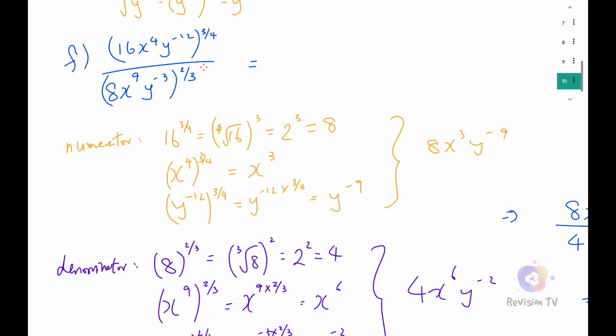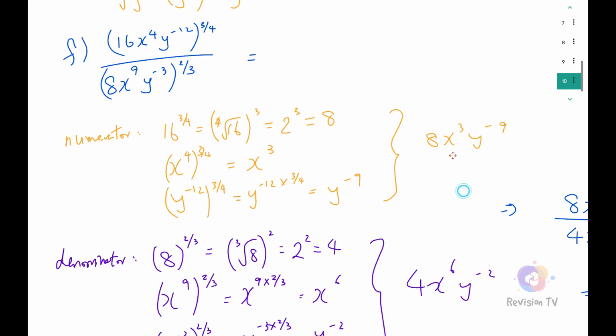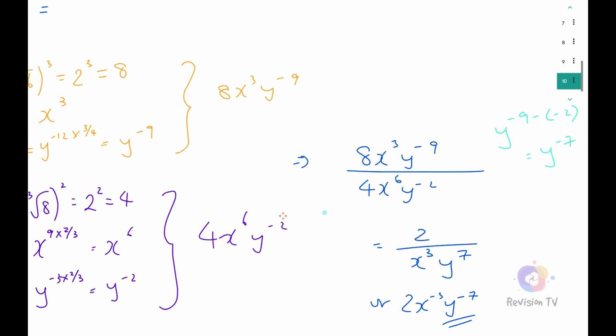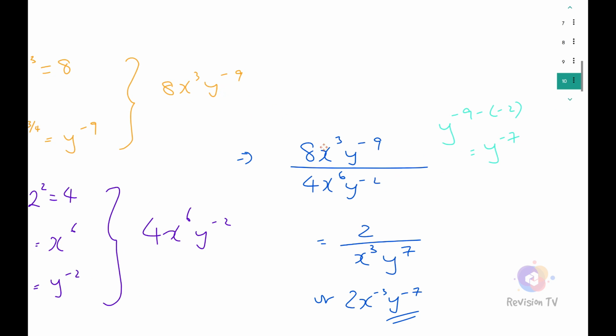Let's trim it down little by little. So numerator, you've got 16 to the power of 3 over 4, which is 8. I'm not going to explain how the fractional power works. If you need to, go back to the previous chunks of the video. X to the power of 4 to the power of 3 over 4 is x cubed. So y to the power of minus 9. So you get 8x to the power of 3, y to the power of minus 9. For denominator, same thing. Have a look. You get that. So now we can put them together in a fraction. So numerator is here, denominator is here.